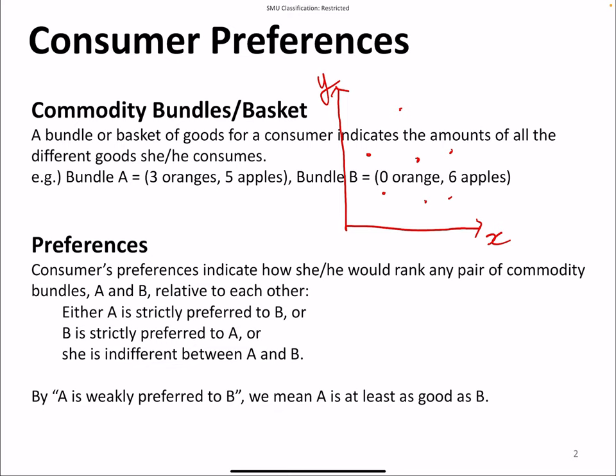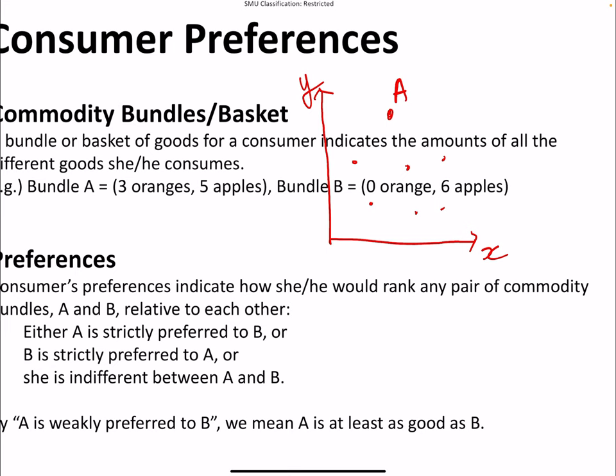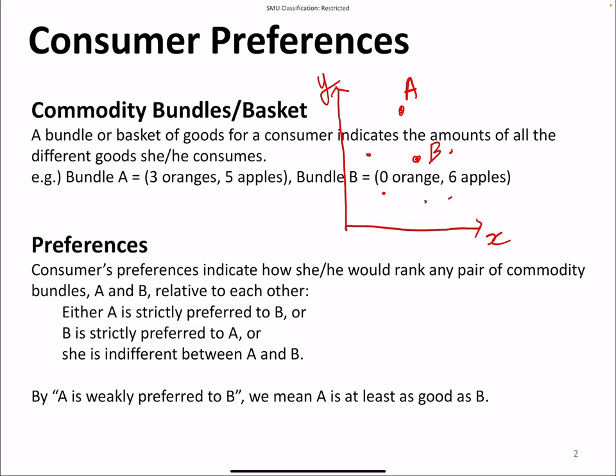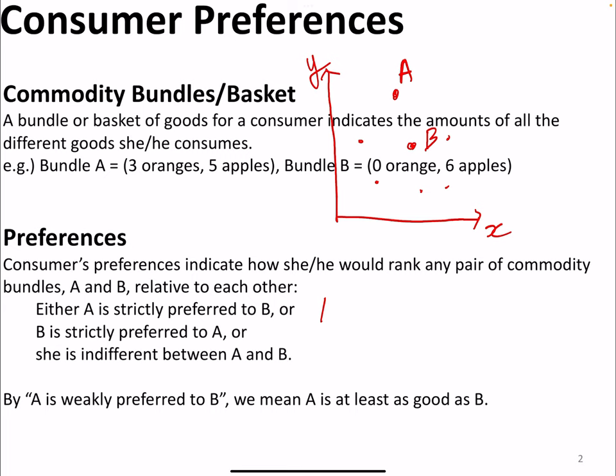So preferences, you have to define your preference. You have to know which one you prefer for any given basket. For example, you pick any two baskets, A and B, and you can say your preference about these baskets. You may say you strictly prefer A to B, or B strictly preferred to A. Or you are indifferent between the two baskets, which means that A and B give you the same happiness.